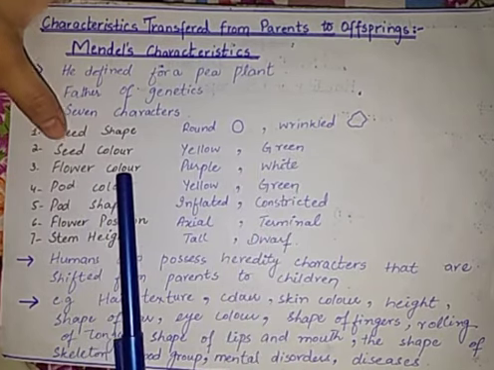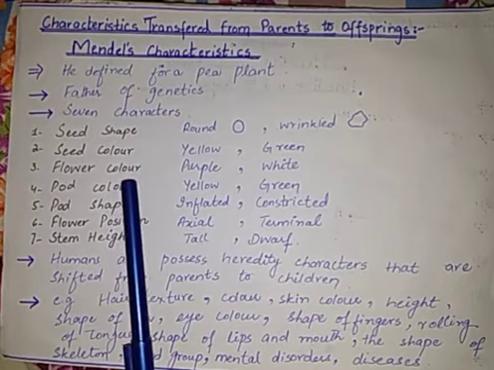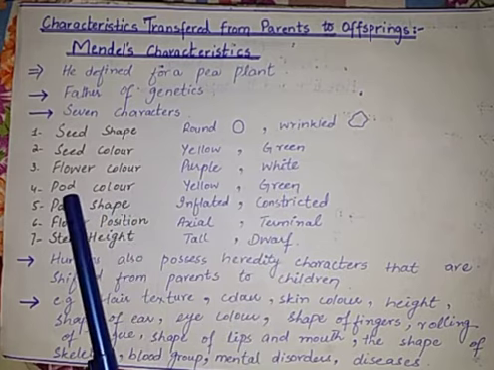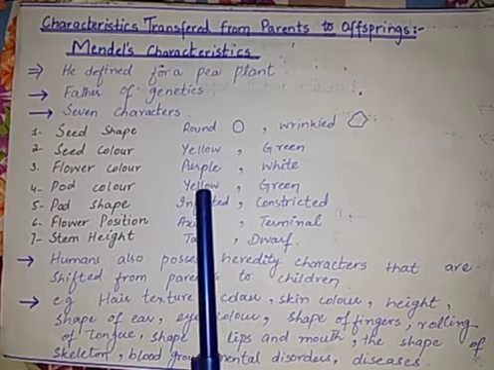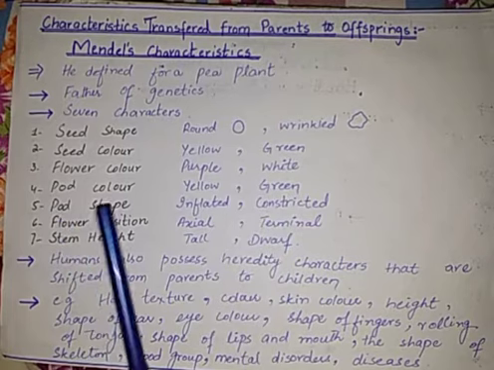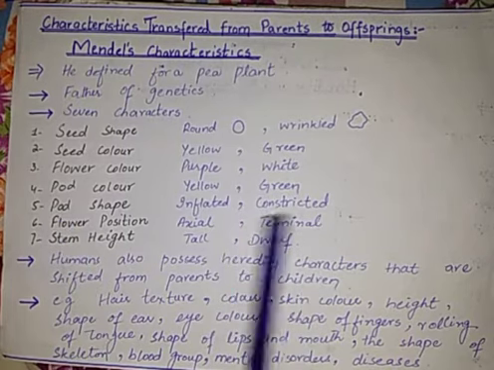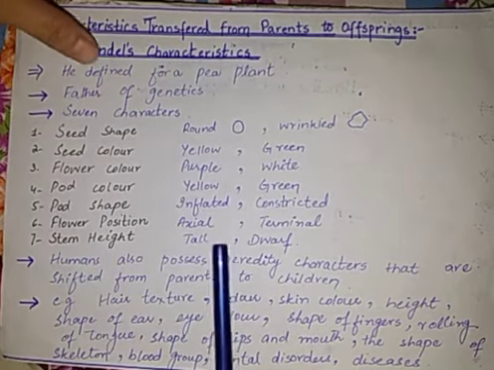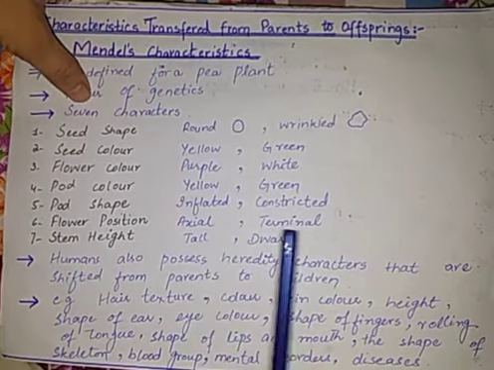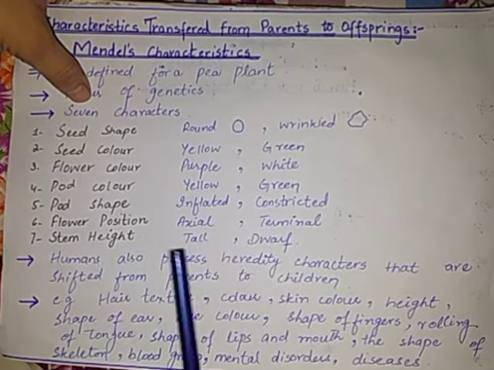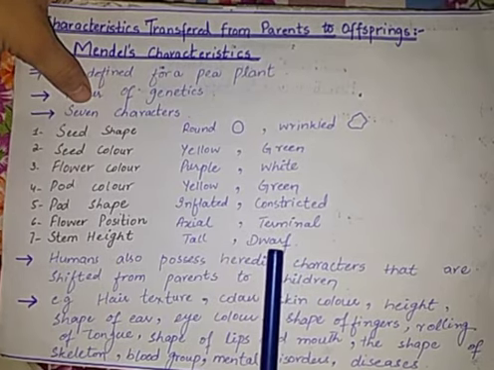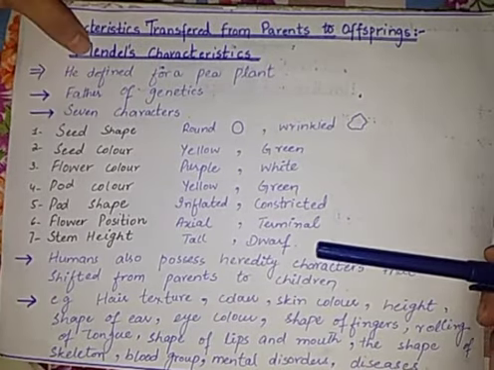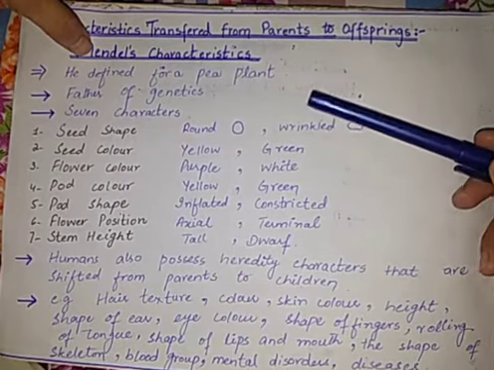Next is flower color. What would be the color of the flower? So the color might be purple or white. Next is pod color. Pod color may be yellow or green. Pod shape, inflated or constricted. Next is flower position. Students, flower position might be axial or terminal. Stem height might be tall or dwarf. Dwarf means short. So these 7 characteristics are explained by Mendel that transfer from one pea plant to another pea plant.